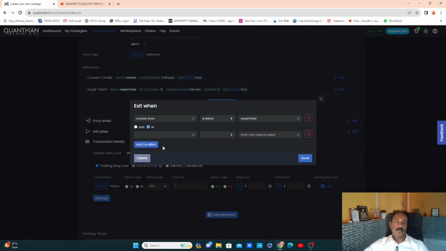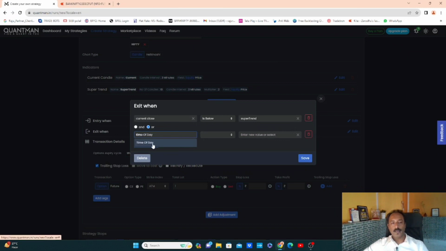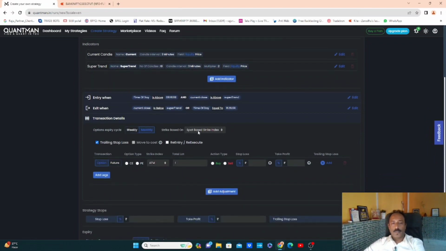You can give one more condition. Because if we are doing it in intraday, you can give the time of the day also if you want to exit at a particular time. The time format will be in 24 hours format. So this is an or condition. Either this has to meet the condition to exit, or it will automatically exit at 3:15 p.m. Now we have given the indication when to buy, when to sell, and on what basis it has to buy. Which call option it has to buy, we have to indicate, right? Whether weekly or monthly, you can decide as per your wish.